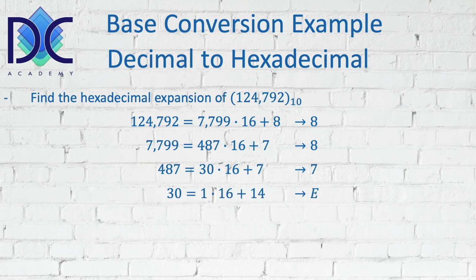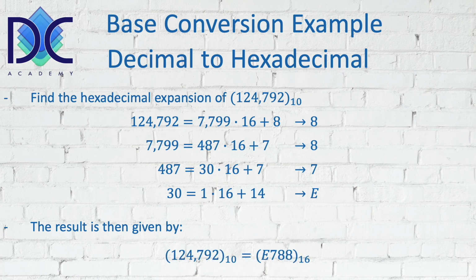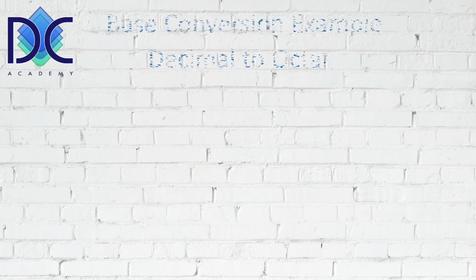Then we have 30. We can write that as 1 times 16 plus 14, and 14 represents the letter E. And then we have 0 basically, so the result is in fact E778. So all these digits are the representation of that decimal number in hexadecimal. Now let's have a look at another conversion.